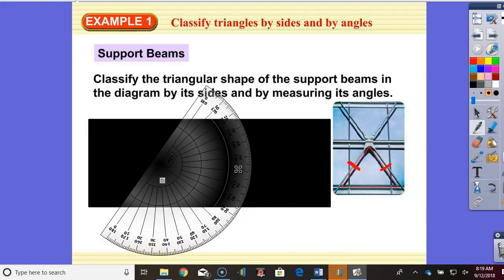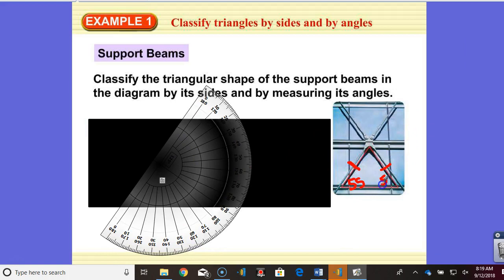So does this make sense? Let's see. We have 55, 55, 70. Do those add up to 180 degrees? Because triangles add to 180. They do. So we know that we didn't mess anything up.